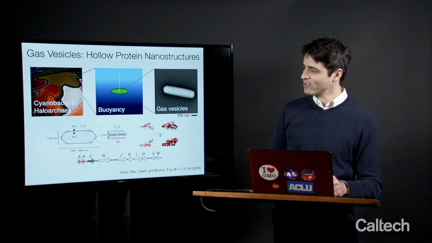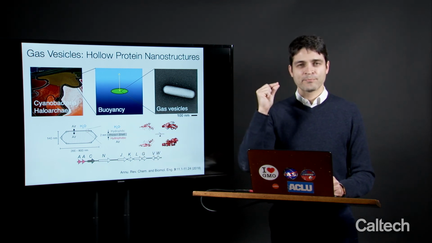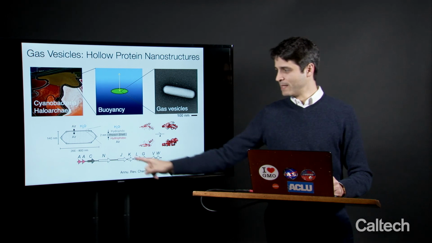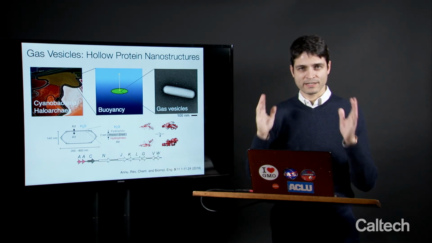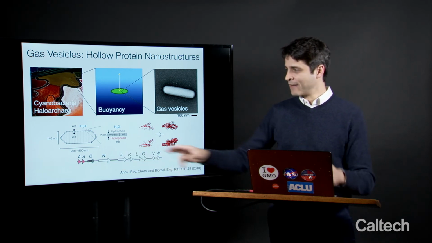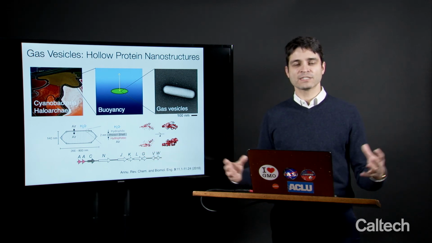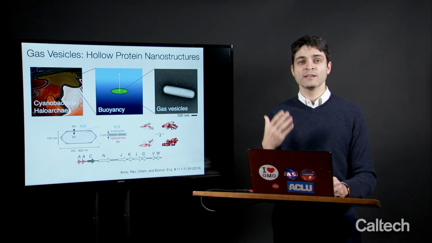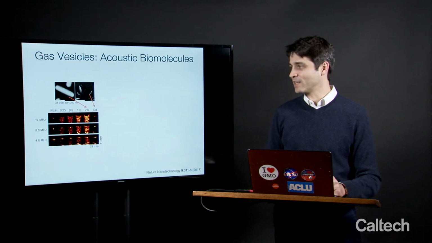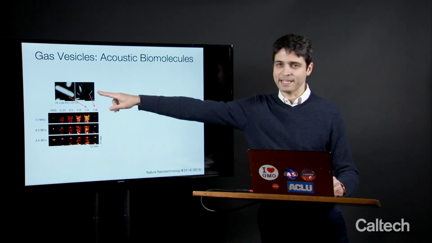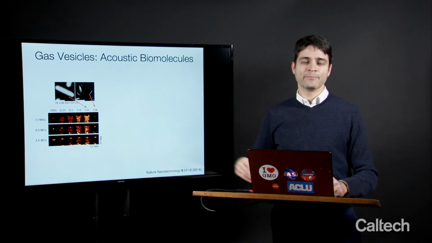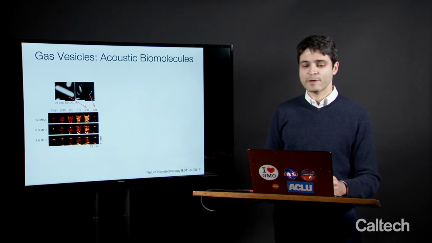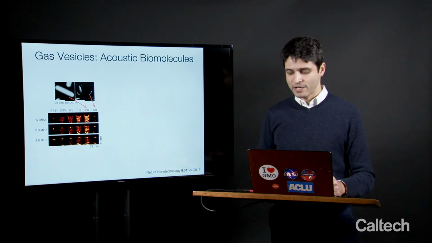So we looked at this and we said, okay, well, here is an object that a cell can make based on a genetically encoded sequence that will have a different density and stiffness relative to its surrounding medium, which means that it might be able to scatter sound waves and thereby be seen by ultrasound. And indeed, that turned out to be the case. So this is looking at some of these proteins that are purified and embedded in a hydrogel, which is acoustically transparent. And we can see very nice ultrasound contrast in this case.